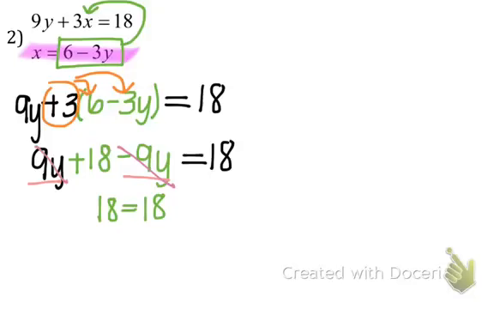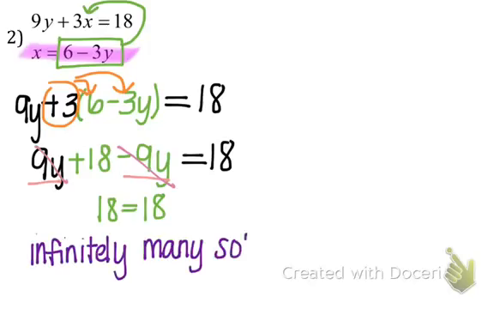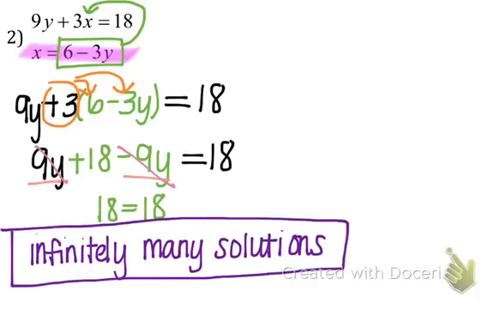When my variables cancel out and I have an equation that is always true, 18 is equal to 18, this is called infinitely many solutions. This would occur graphically when you graph these two equations and they end up being the same exact line. Every single point on that line would be a solution to this system.